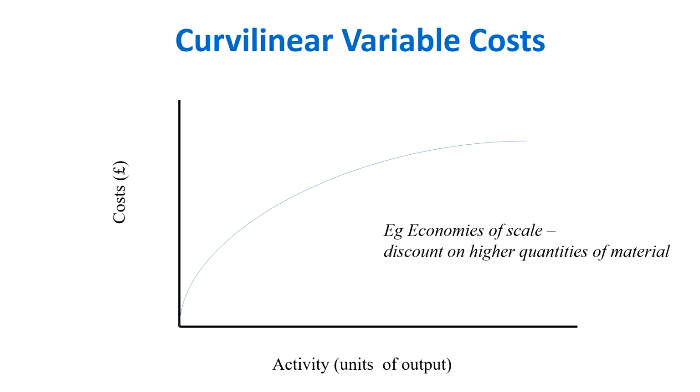Okay, so the line is curvilinear. It doesn't constantly rise at an even rate. We have economies of scale, benefits from higher levels of activity. So in practice, we might find some businesses have costs which behave in that manner.